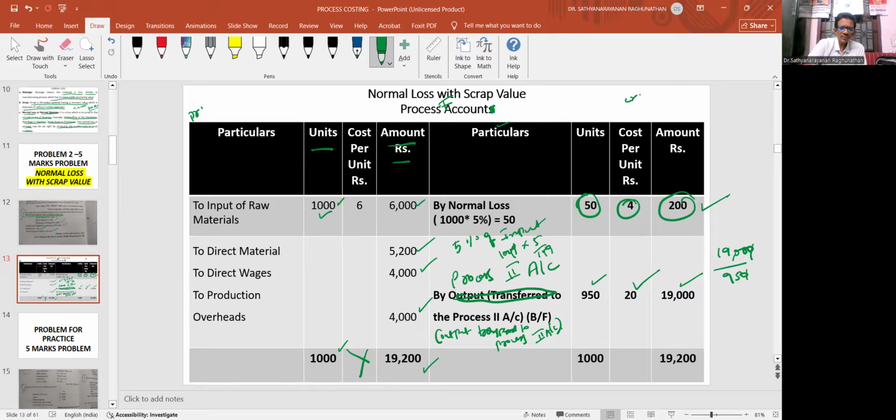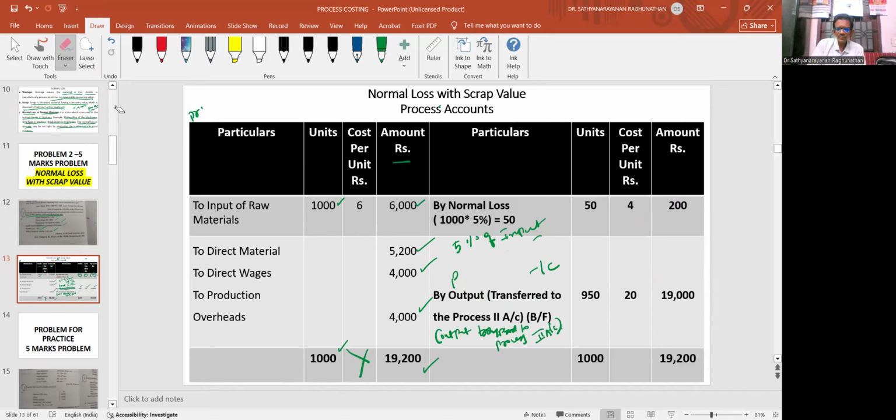Now, what you have to do here is, please take the screenshot of this problem. In order to take the screenshot, I am making it convenient so that you can take the screenshot easily. That is why I am erasing. Okay. Fine. Please take the screenshot of this problem.